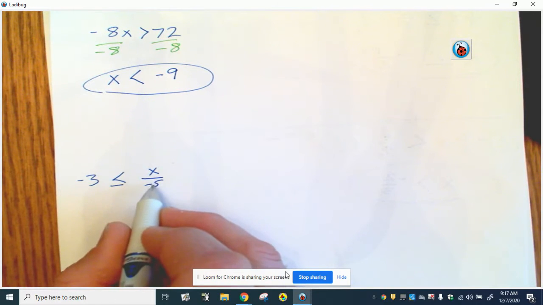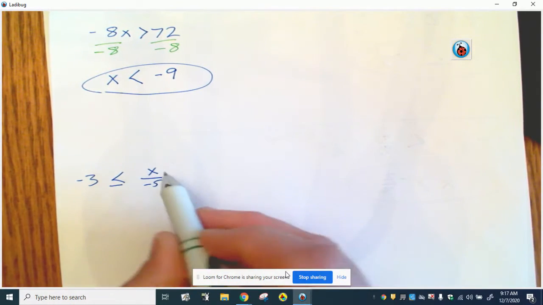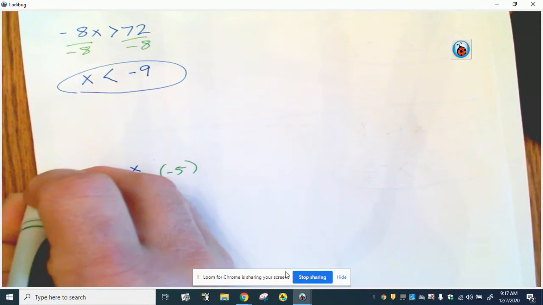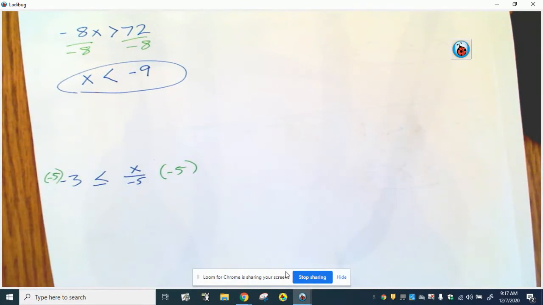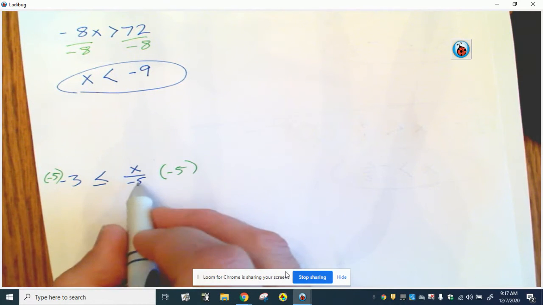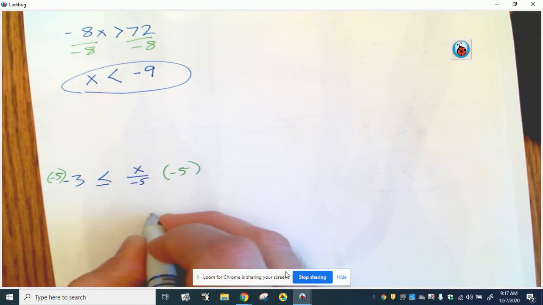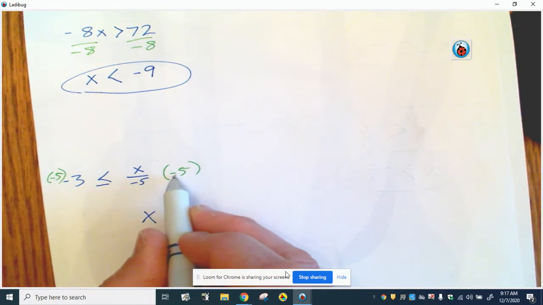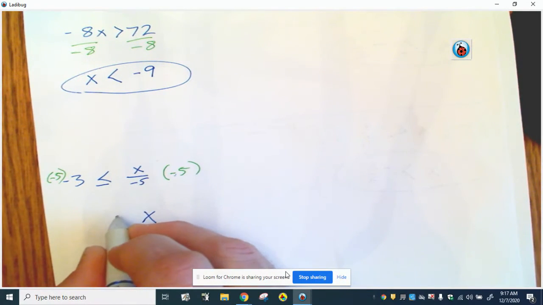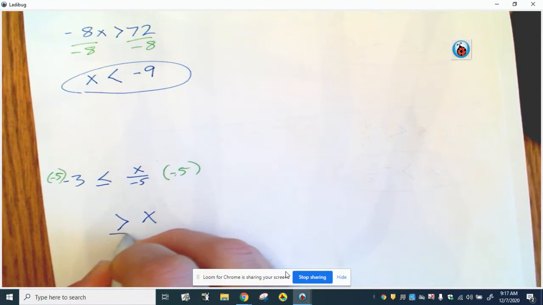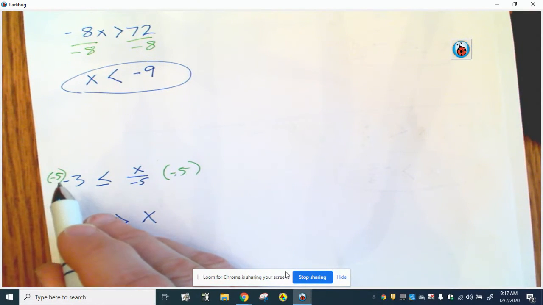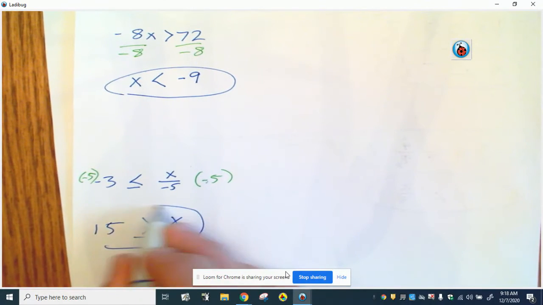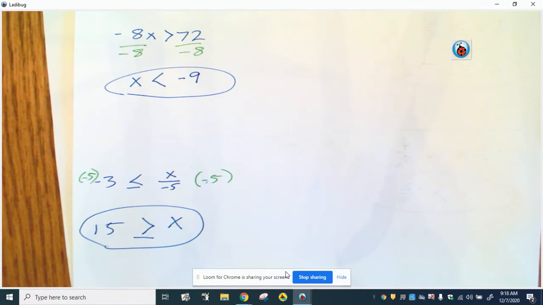Well, in this case, I want to get rid of that -5. So how do you get rid of a divide by -5? We multiply by -5. So we're going to multiply both sides by -5. Well, I have my x on the right side now. 5's cancel. I'm multiplying by a negative, which means that sign has to flip. Over here, -5 times -3 would be +15. And we'd be done. Okay?